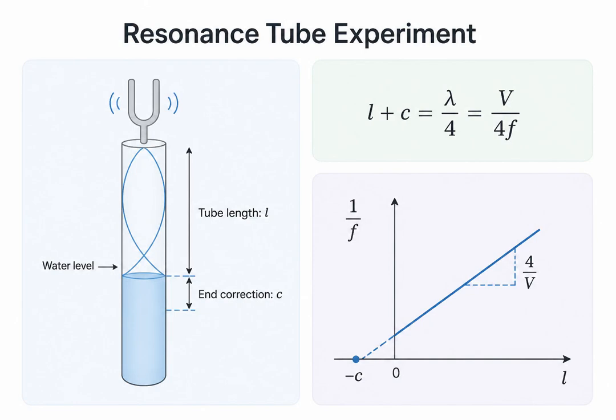Let's begin by exploring the resonance tube experiment, a classic method to determine the speed of sound in air and the tube's end correction. When a vibrating tuning fork is held over the open end of a water-filled tube, we adjust the water level until we hear a sudden increase in loudness. This resonance occurs when a stationary wave is established. Because the antinode extends slightly beyond the physical top of the tube by an end correction, C, the effective length is L plus C, which equals a quarter wavelength.